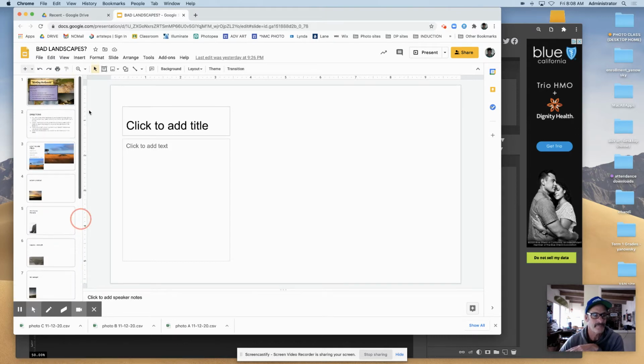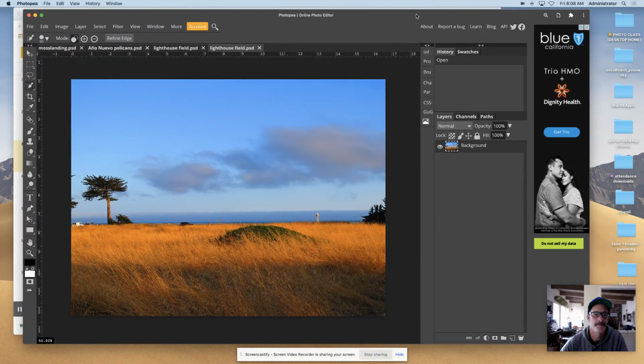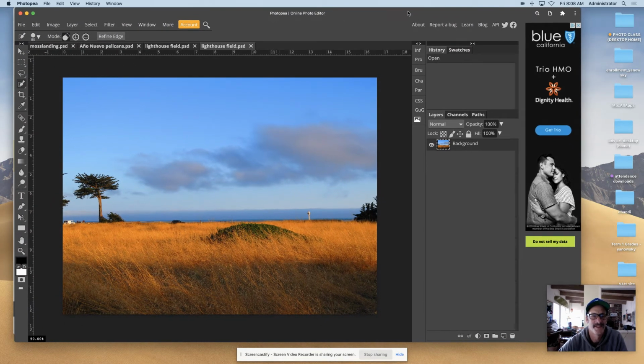And with each slide, what we're trying to do is make changes and explain the changes in this text box right here. All right. So with this first one, what we did, it looks subtle at first, but if I go over here to the Photopea, you can see this is the original photo.